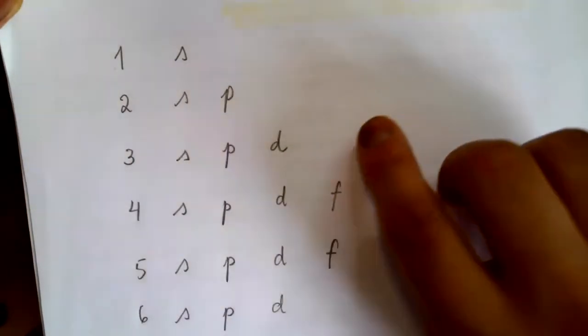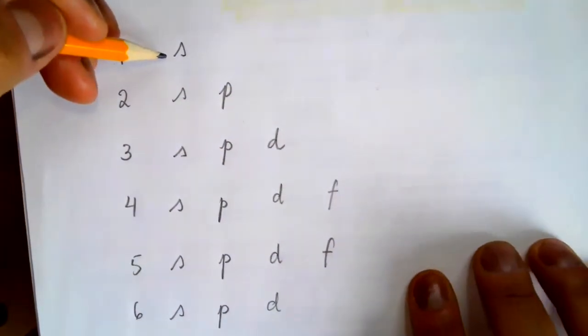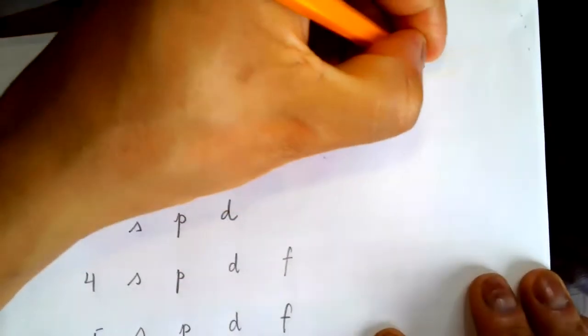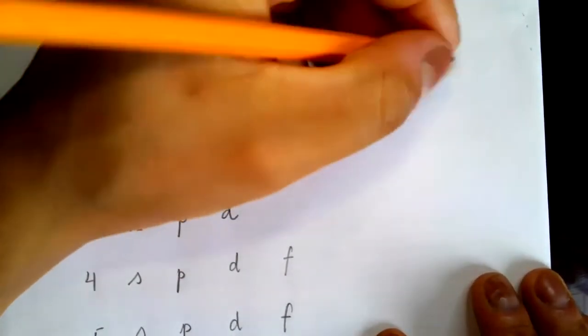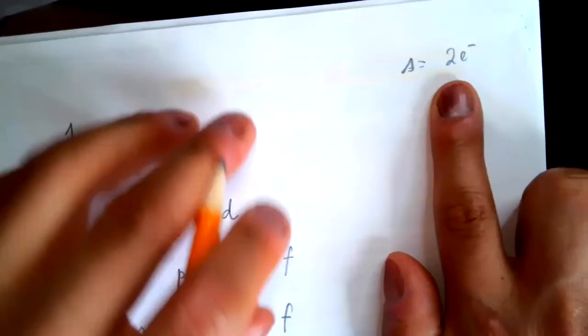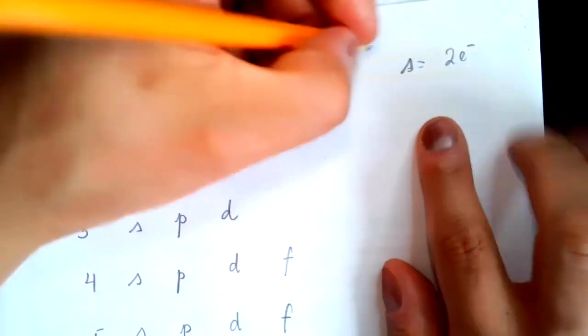Okay, so now remember how many electrons we said that we can have in the s subshell, right? In the s subshell, you can have only one orbital. It's only one orbital, and each orbital can fit 2 electrons. Let me write that here.